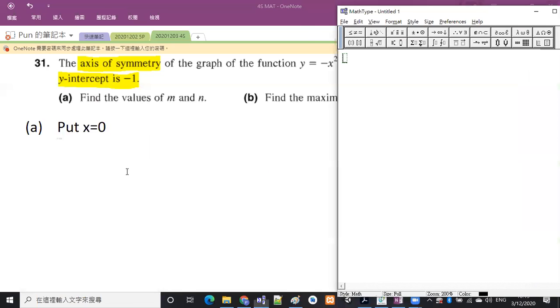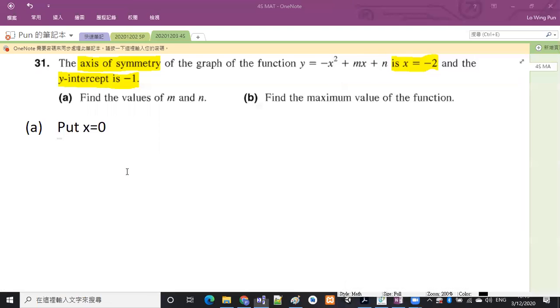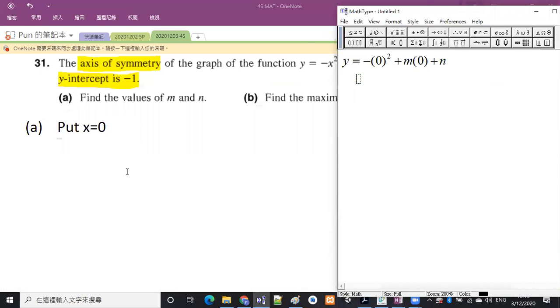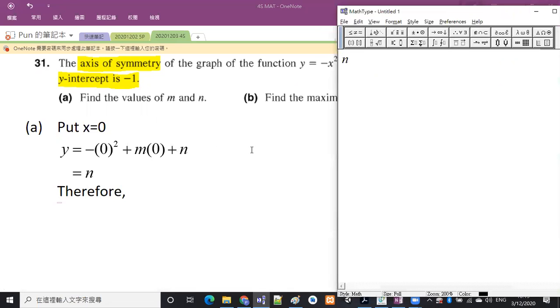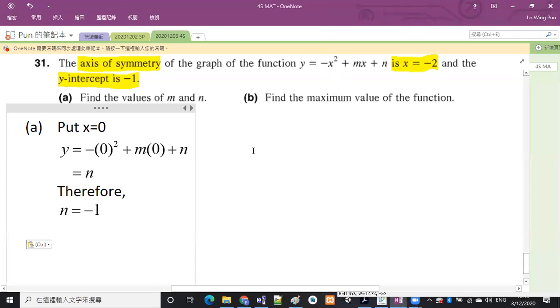Okay, so part A, to find the y-intercept, we always put x equals 0. When you put x equals 0, y is equal to -0 squared plus m times 0 plus n. That is good because y is directly equal to n. So our y-intercept is equal to n, but the question tells us that the y-intercept is equal to -1. Therefore, we may put our y-intercept to be equal to -1. So we can just find the value of n directly.